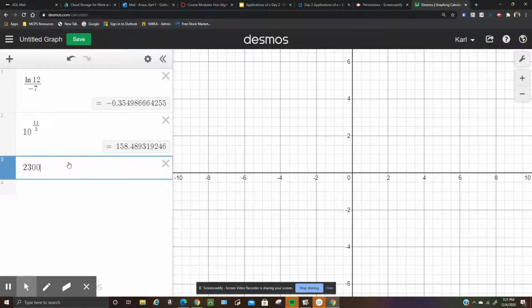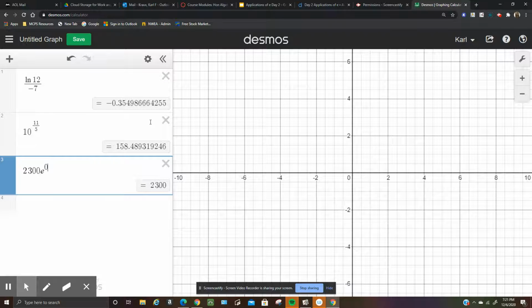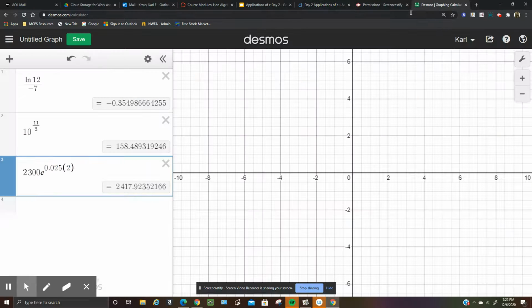2,300 e exponent 0.025 times 2. Let me make sure I have the equation right here: 2,300 e to the 0.025 times 2 is $2,417.92.